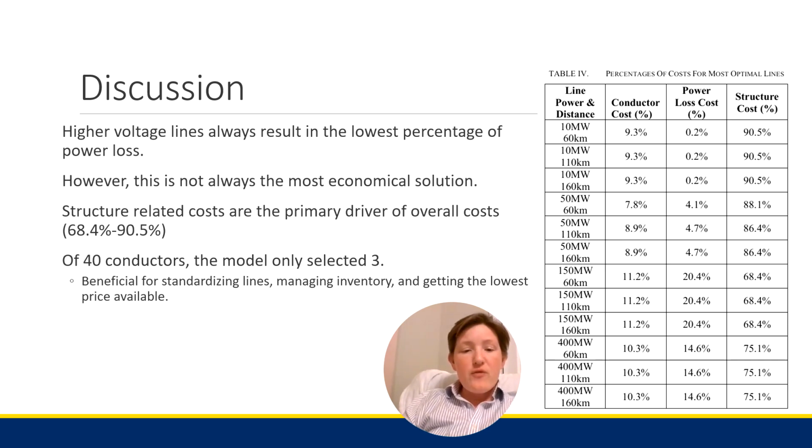The other piece of the 40 conductors, the model only selected 3 different kinds, and that is really a beneficial thing for standardizing lines, for managing inventory, and for potentially getting the lowest price available when buying in bulk. Minimizing the number of conductor materials that are used across a network means that conductor material is going to be more readily available, and you have the perks of buying in bulk.